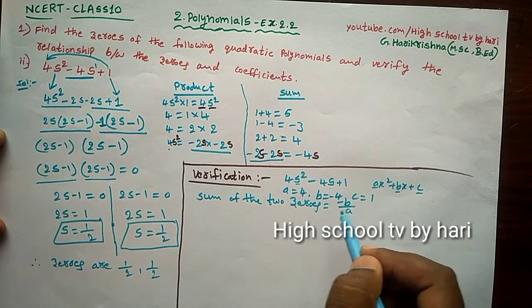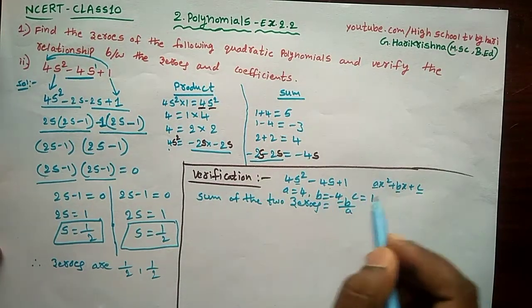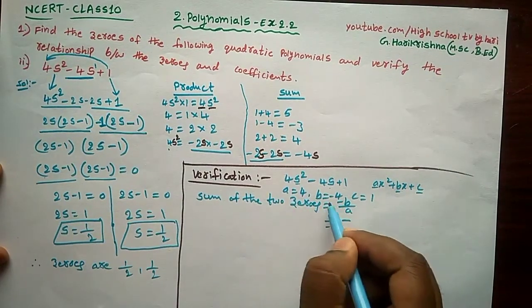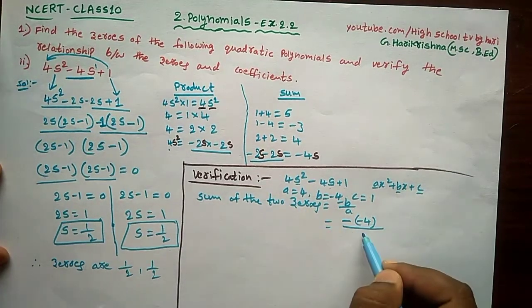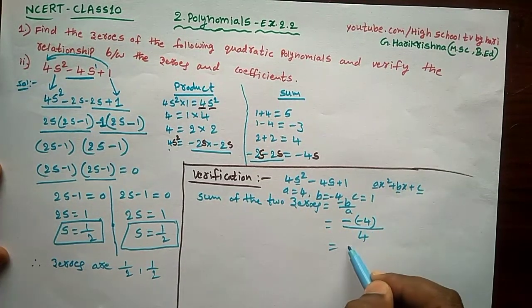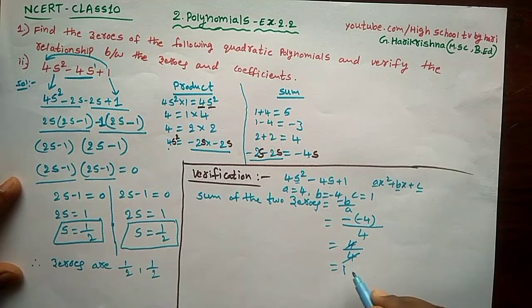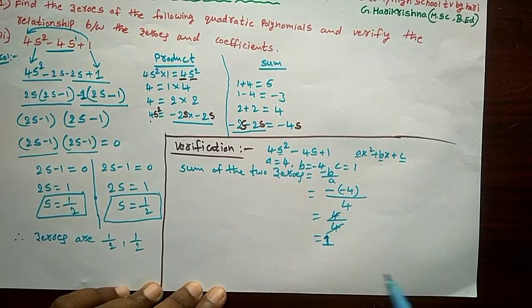Sum of the two zeros is equal to, we have the formula, minus b by a. Minus of b value, already minus 4 is there. Minus of minus 4 by a is 4. Minus into minus is plus, 4 by 4, and cancelling them we get 1. Sum of the zeros by formula, we got 1.